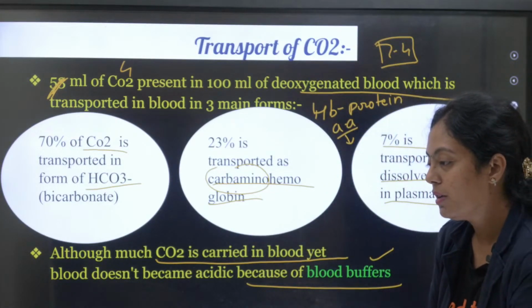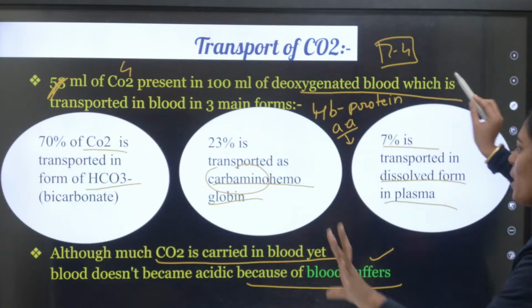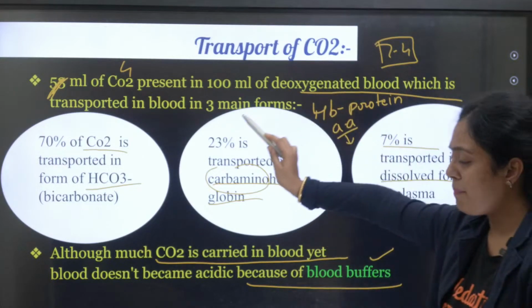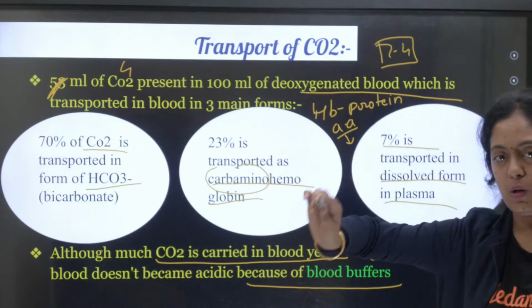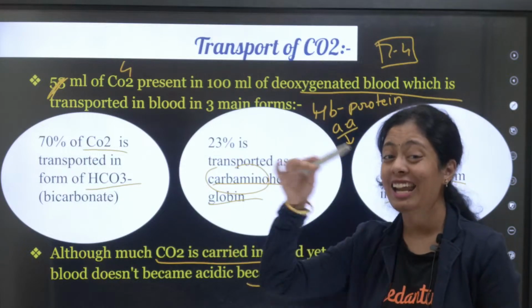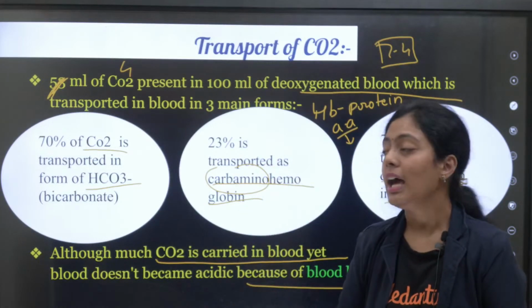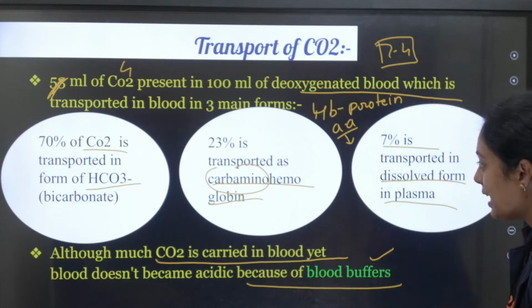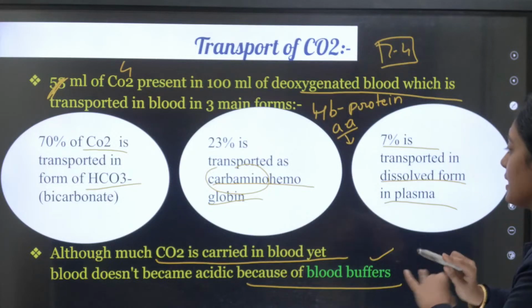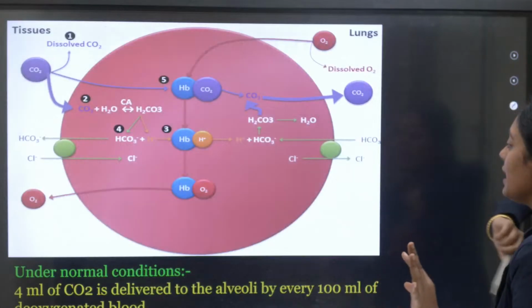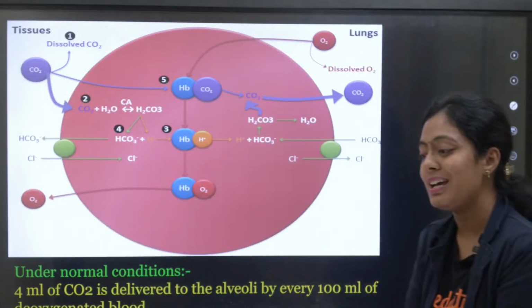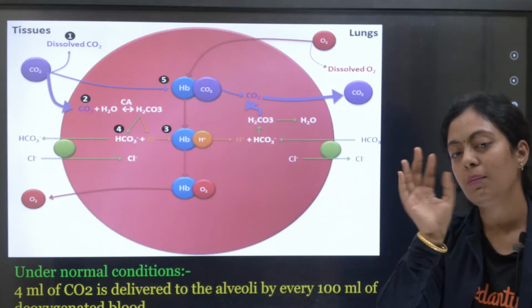Awesome, super, super. Okay, so this is a very important slide. 4 ml carbon dioxide in every 100 ml of deoxygenated blood is carried to the lungs, okay, and 70% is transported as bicarbonate, then 23% is transported as carbamino hemoglobin, and 7% is transported as dissolved plasma.